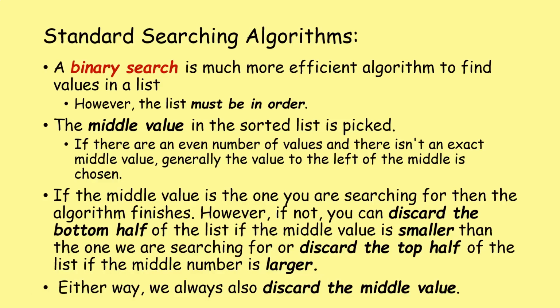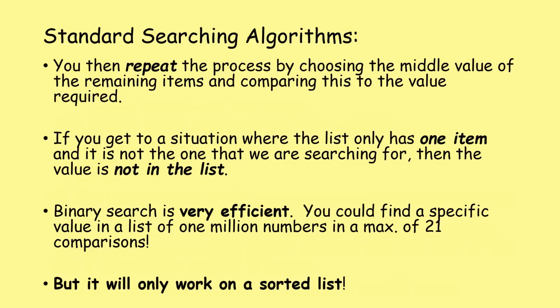If the middle value is the one you are searching for, then the algorithm finishes. However, if it is not, you discard the bottom half of the list if the middle value is smaller than the one we're searching for, or discard the top half of the list if the middle number is larger. Either way, we also discard the middle value each time. You then repeat the process by choosing the middle value of the remaining items and comparing this to the value required. If you get to a situation where the list only has one item and is not the one we're searching for, then the value is not in the list.